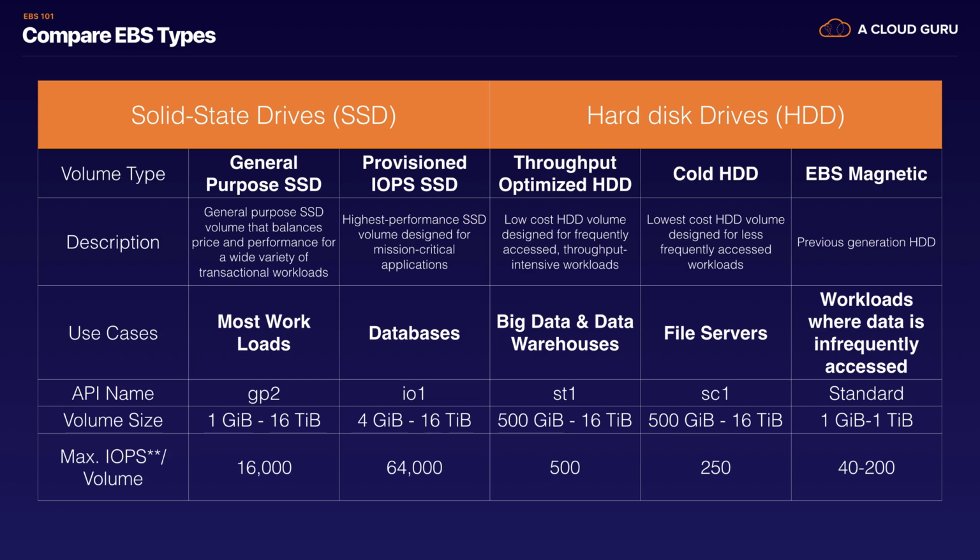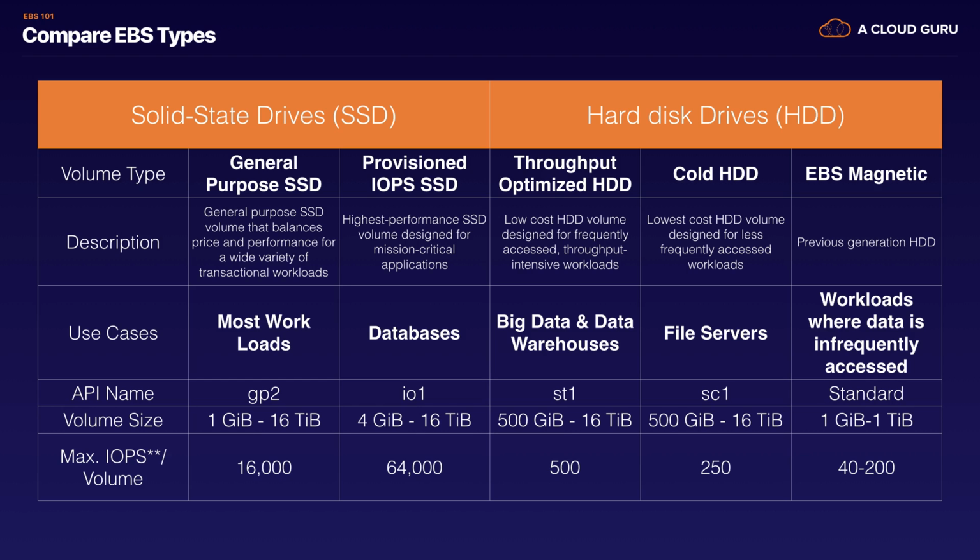So general purpose SSD is GP2, and it's suitable for workloads up to 16,000 IOPS per volume. If you start going above 16,000 IOPS, you're going to need to go over to provisioned IOPS, and provisioned IOPS SSD is the highest performance SSD volume, and it's designed for mission critical applications. So your workloads here will be databases. And the good thing about provisioned IOPS SSD is it's capable of going up to 64,000 IOPS per volume now.